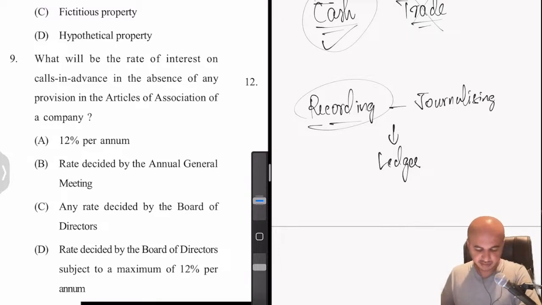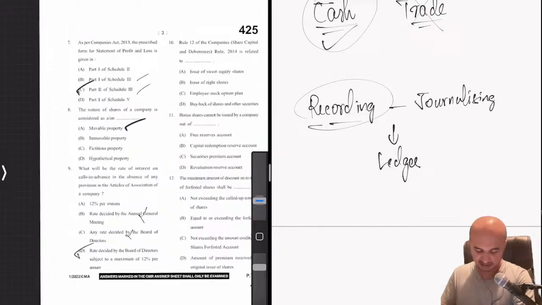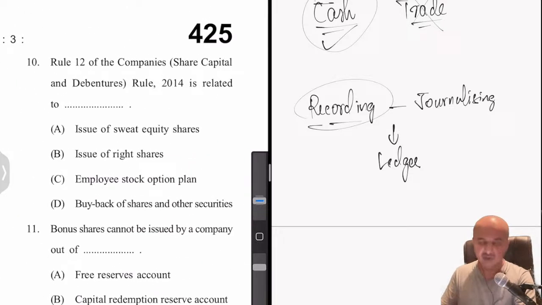12% per annum, rate decided by the AGM? Definitely not. Any rate decided by the board? No. Rate decided by the board, subject to a maximum of 12% per annum? Of course, yes. This is the right answer. The board will have the discretion to decide the rate at which they can give interest, but there is a condition attached to that rate as well. The condition being you cannot go beyond 12% per annum. So that is the thing.